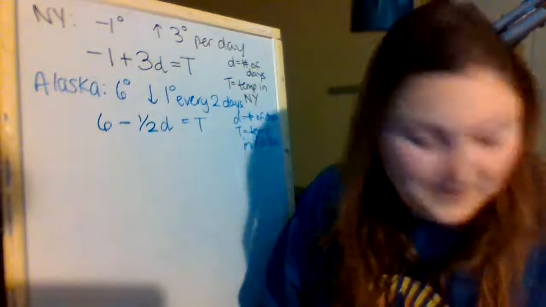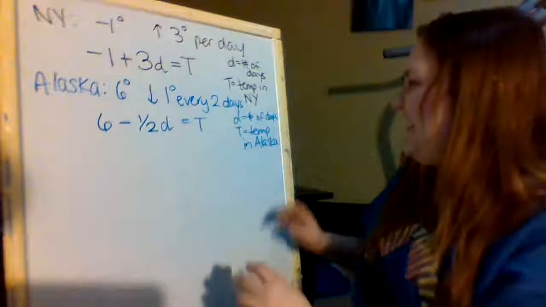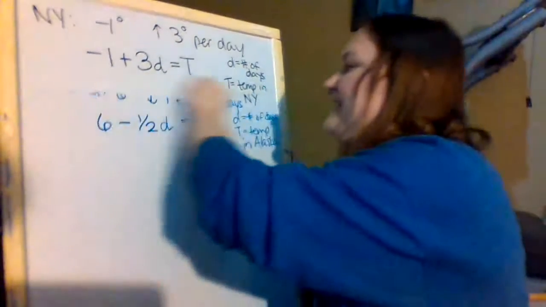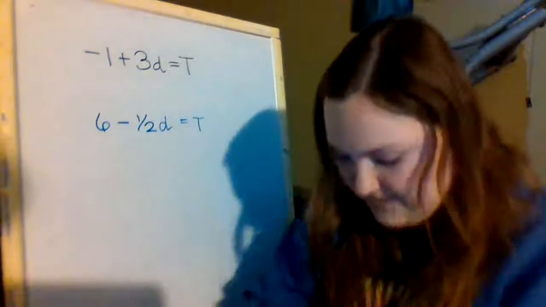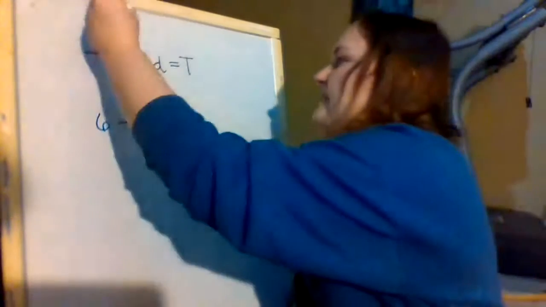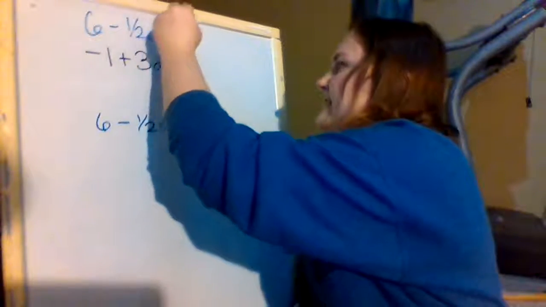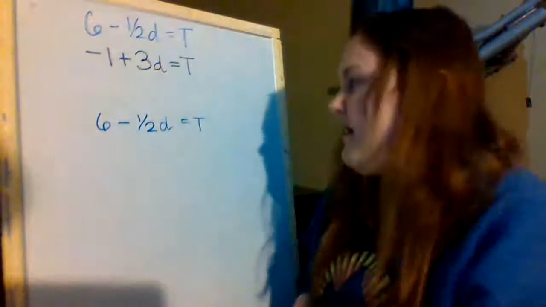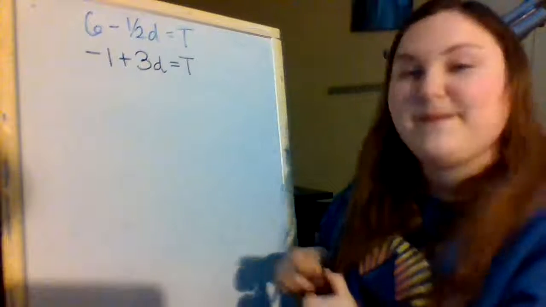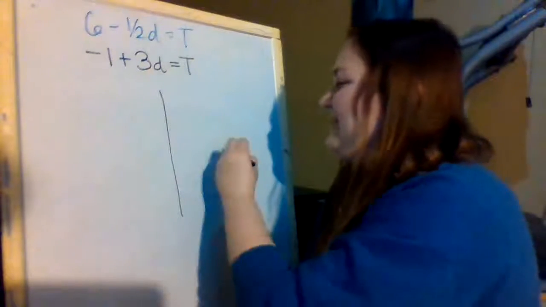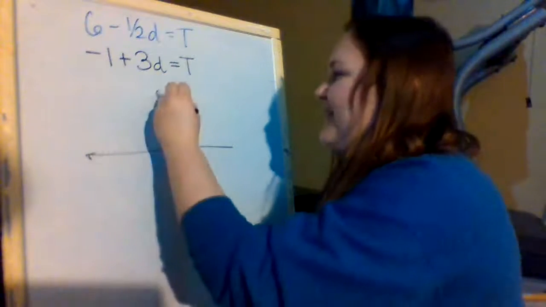So this is the point in the lesson where I wish I had graph paper, but I don't. I'm gonna give myself some room real quick. And I'm gonna put that Alaska equation up above it. So 6 minus d equals t. So you may have graph paper because you may have the notes printed, or you may be like me. I'm just gonna draw our coordinate plane here.